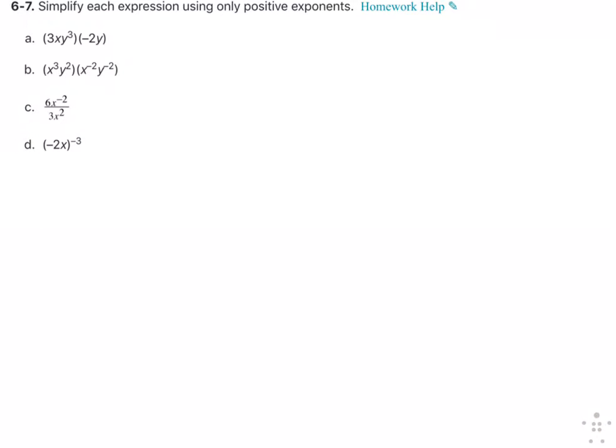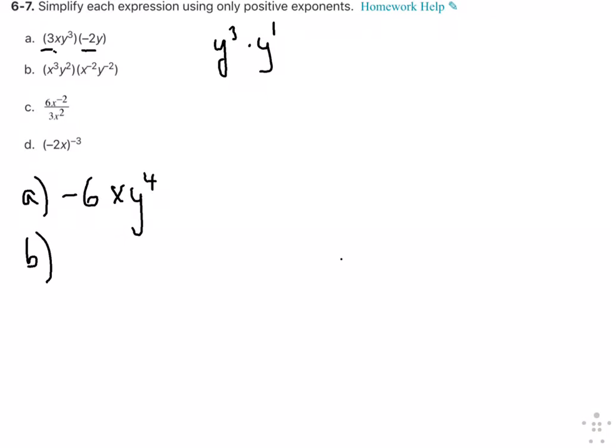Okay, 6, 7 is using our properties for exponents, right? So for A, all I'm going to do is multiply the coefficients together, then the x's, then the y's. So 3 times negative 2 is negative 6. X times, I don't have an x over there, so that's x times 1 is x. And y to the third times y. So y to the third times y is really y to the third times y to the first. 3 plus 1 is 4, right? Okay, so there's A. Let's do B.